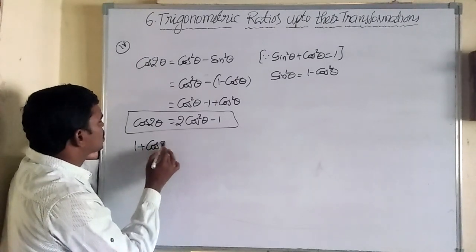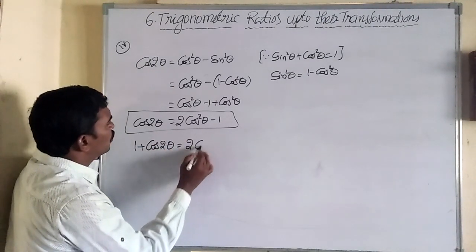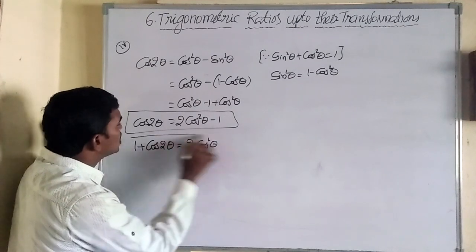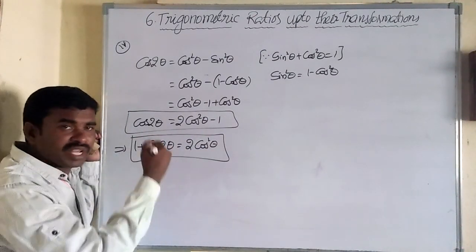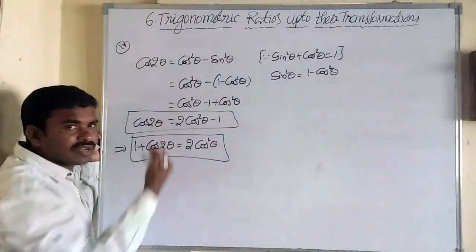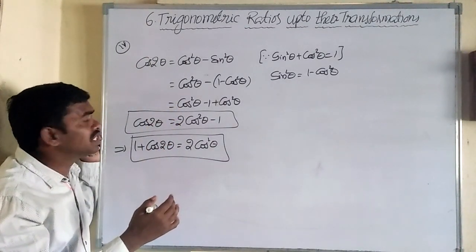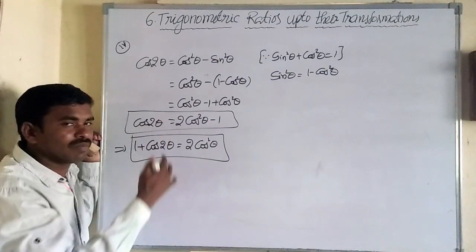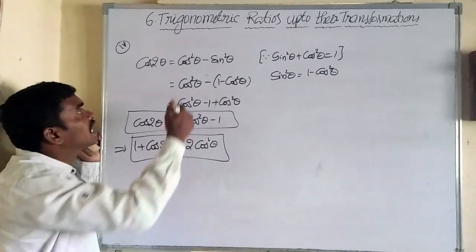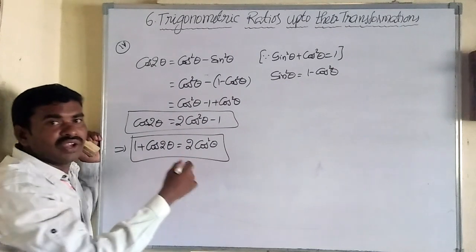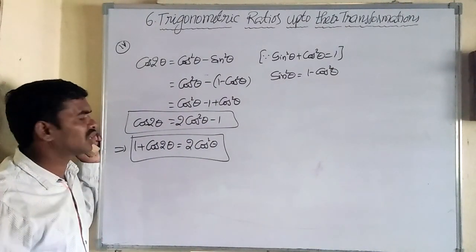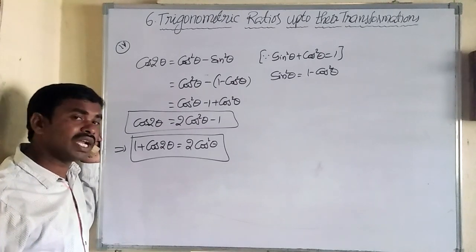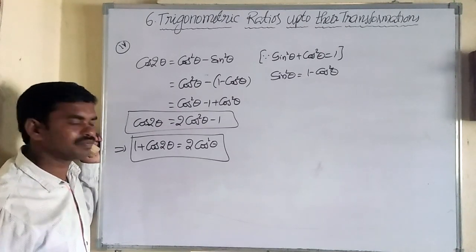So 1 plus cos 2 theta is equal to 2 cos square theta. This is also a formula. See how I am deriving step by step. Now, instead of memorizing the formulas blindly, if you derive the formulas in this way, you can remember them for many days.